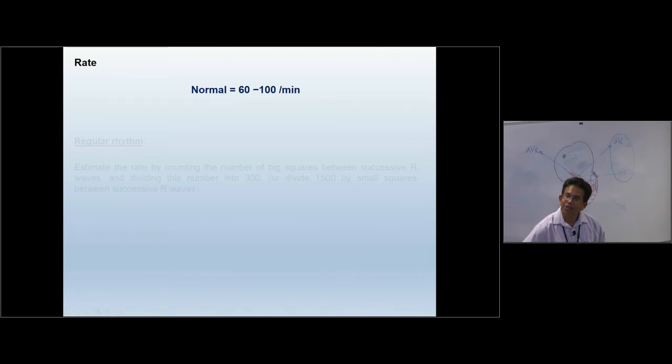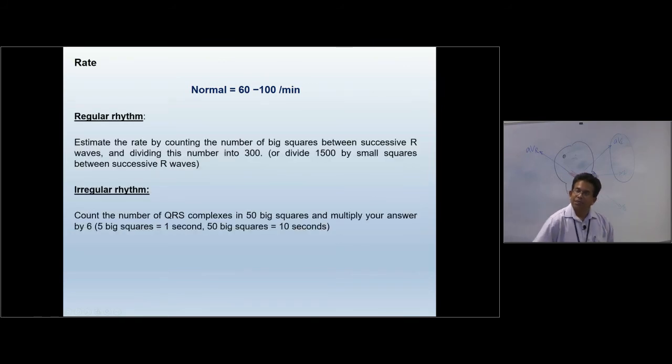Then how do we calculate rate? Before calculating the rate, you have to check the rhythm strip and see whether the patient shows a regular rhythm or an irregular rhythm. If the rhythm is regular, that means all the RR intervals are similar, then you can use the first calculation technique. That is, you divide 300 by the number of big squares between RR. Okay.